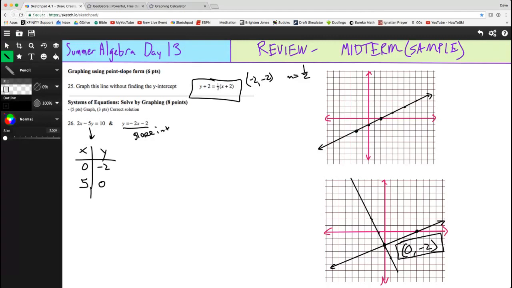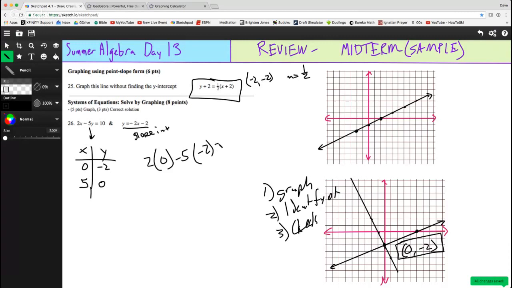Okay, so let's make sure these things work out. Now I did my graphing. That was step one, was to graph. Two was to identify points. And three is to check your answer. You better check your answer. So let's see. 2 times 0 minus 5 times -2, does that equal 10? 10 equals 10, yes. And then y, does -2 equal -2 times 0 minus 2? -2 equals -2, check, yes. So we're good. We got the right point.